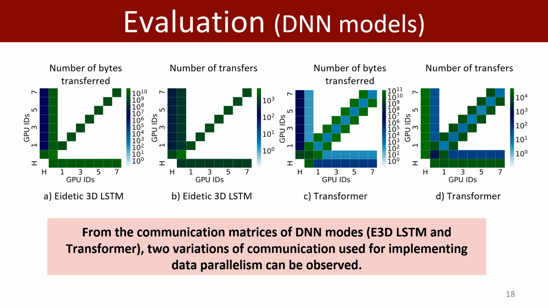In case of E3D LSTM, the gradients are sent from GPUs to host, they are averaged, then sent from host to GPU 0. After this, GPU 0 scatters the gradients to all the other GPUs. Whereas in Transformer, the gradients are exchanged using the nearest neighbor communication. As a result, the largest amount of communication occurs between neighboring pairs of GPUs.